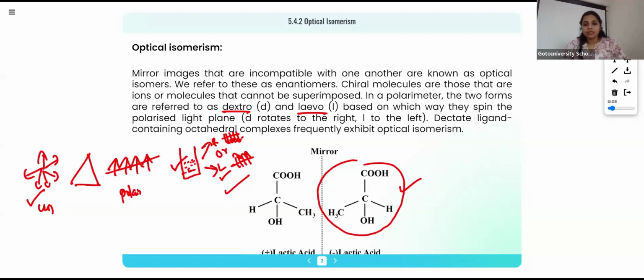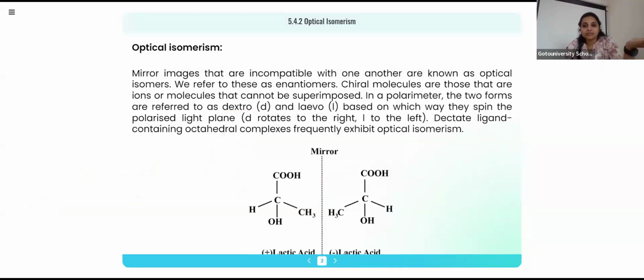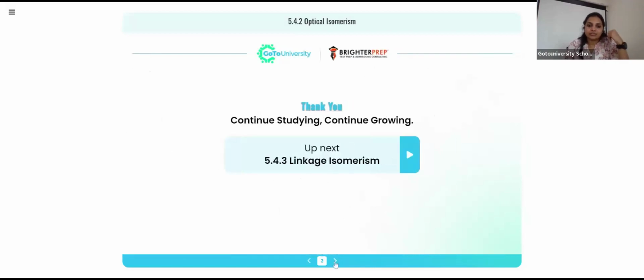Okay, now here the optical isomerism means normally, as I said here, the non-superimposable mirror images are called optical isomers. So of these optical isomers, the dextro one is the form rotating the light to the left direction, and the other form, the mirror image, will rotate the light to the right direction. That is called optical isomerism.